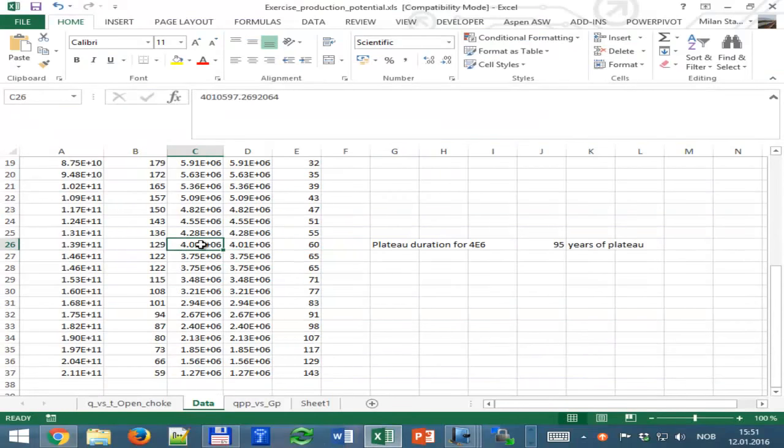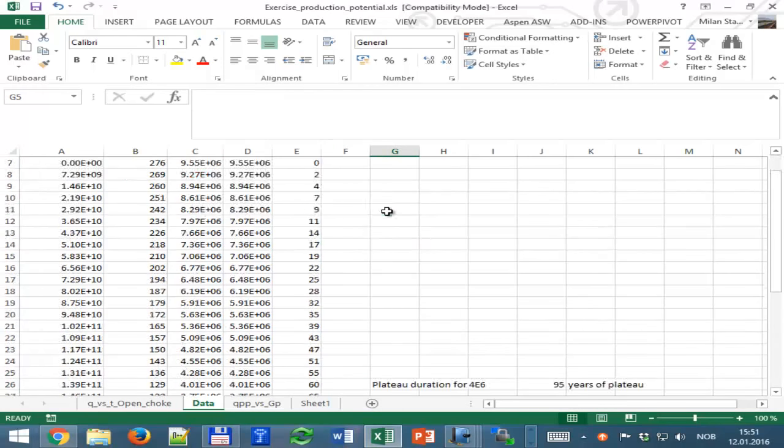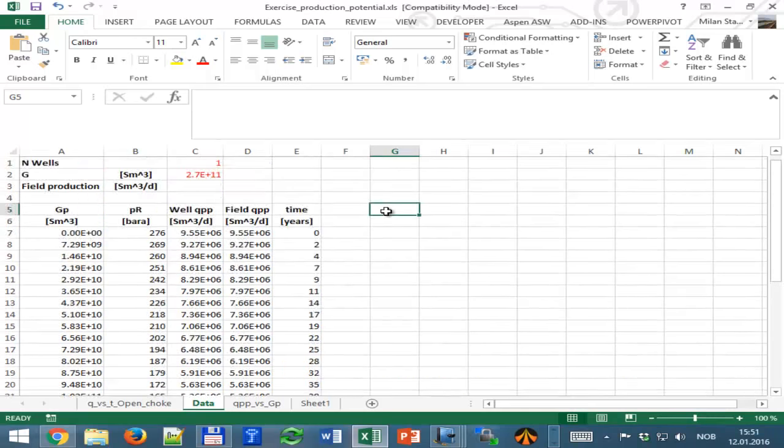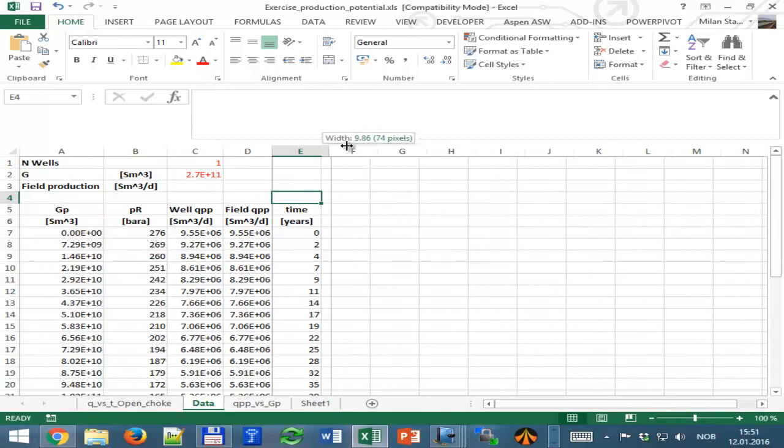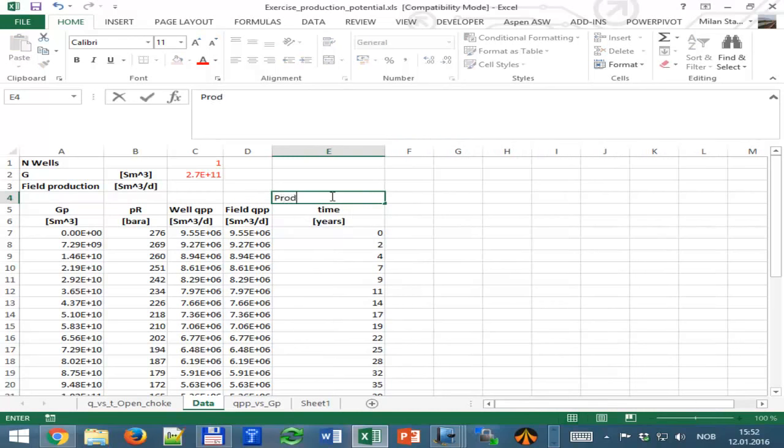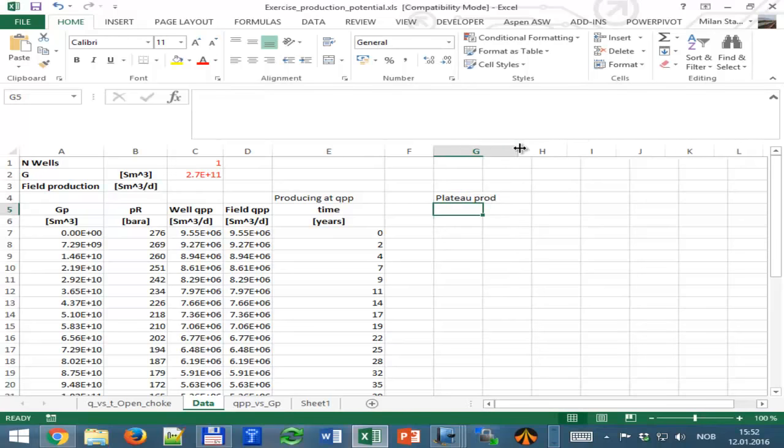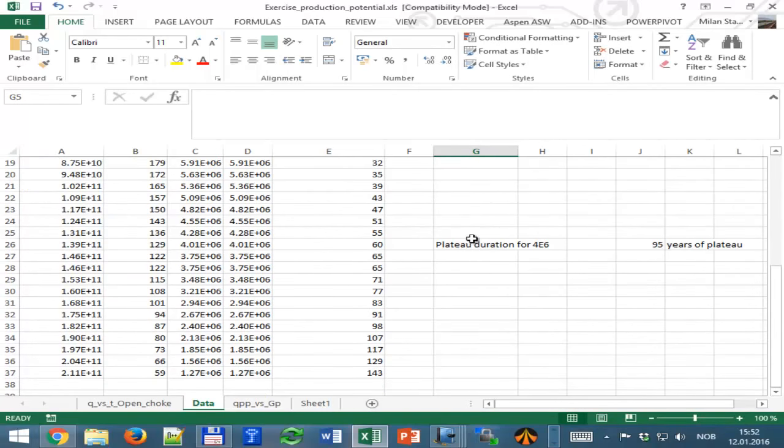So we are here in this point, okay? This point is just fixed rate. So we can put here that's for producing at QPP all the time. And now we are saying plateau production. And plateau production, I have to substitute.